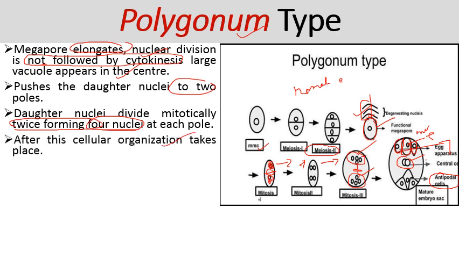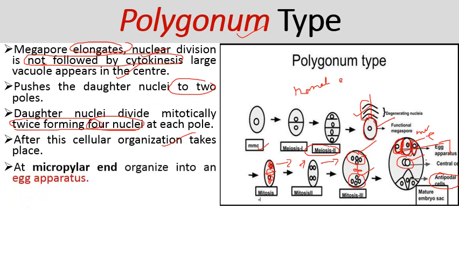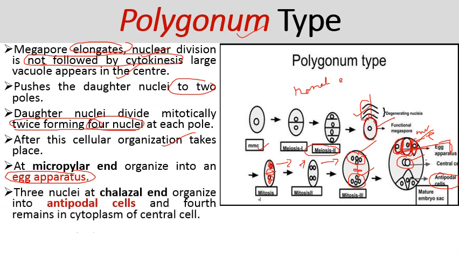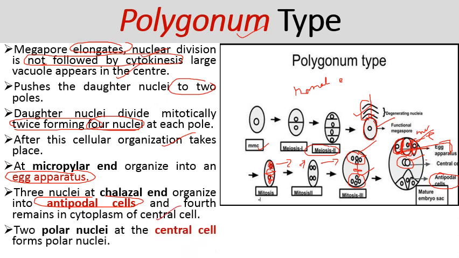After this cellular organization takes place, इसके बाद होती है cytokinesis that results in the cellular organization, जिसकी वजह से बनते हैं cells. At micropylar end the nuclei organize into an egg apparatus. जो micropylar end है वहाँ पे जो 3 cells हैं, they will form egg apparatus, जिसमें एक egg है और 2 synergids हैं. While at chalazal end the nuclei organized, और जो cells हैं they organized to form antipodal cells, and the 4th remains in the cytoplasm of the central cell.